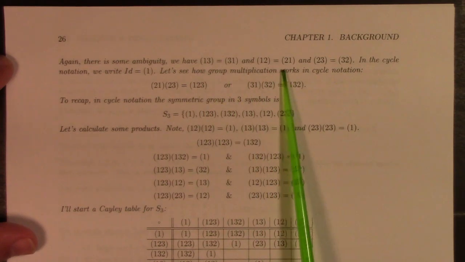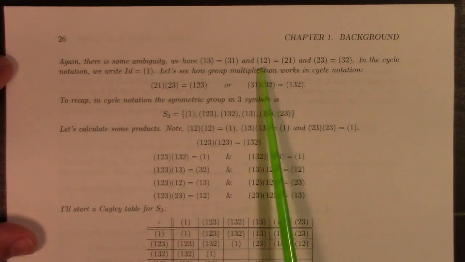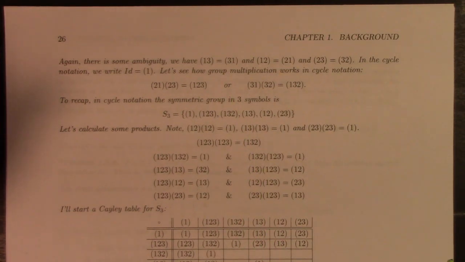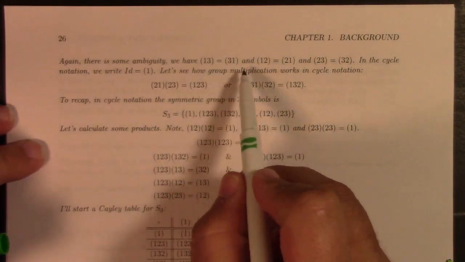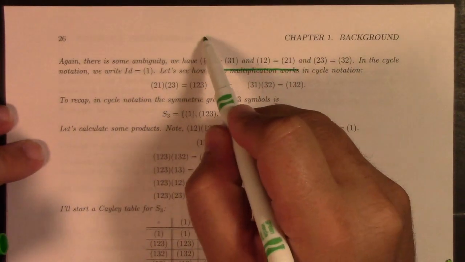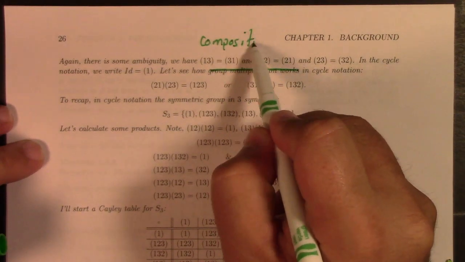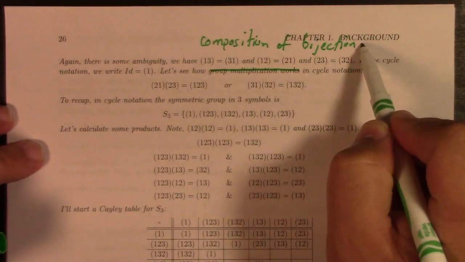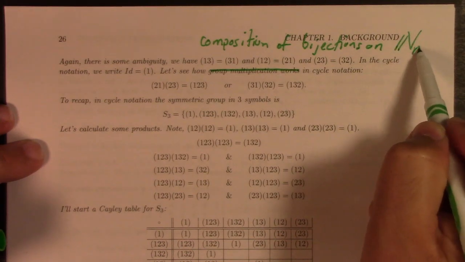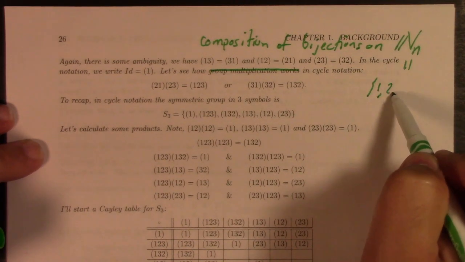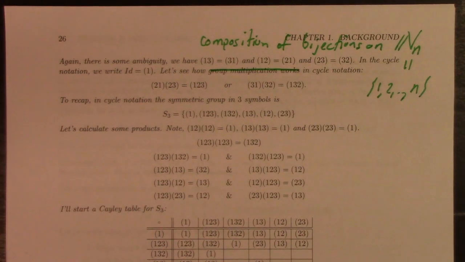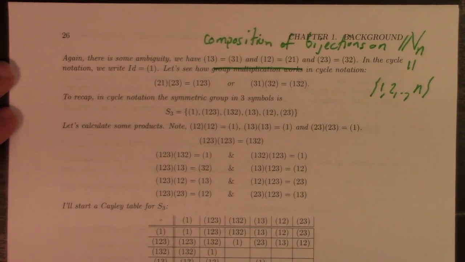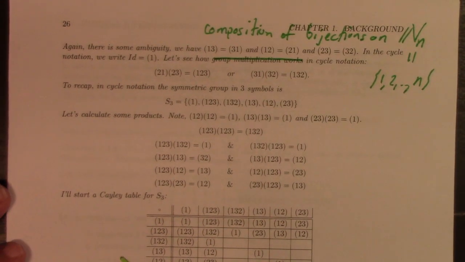Let's see how group multiplication... I don't know, what am I even talking about? We haven't defined a group yet, right? So if I'm going to be a good citizen of the mathematical world, I should probably say something like, let's see how composition of bijections on N_n works. N_n is my stupid notation for 1 through n. Let's see how composition of bijections on N_n works in cycle notation. There we go. Whatever that word group means, we'll figure out next lecture, all right?